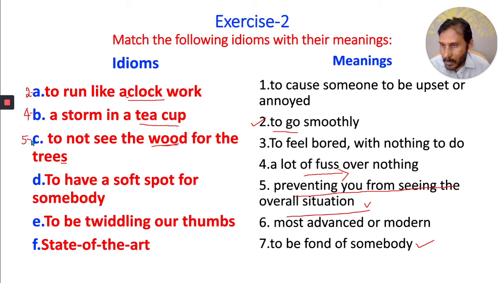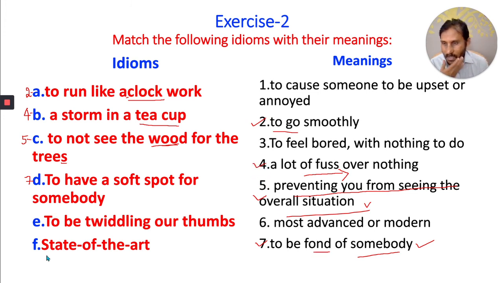Next, D. To have a soft spot for somebody. You have a very soft corner, a special favor towards somebody. To be fond, you like somebody, maybe because of their intelligence or some other quality. So 7 goes with D. And this is already taken by us.